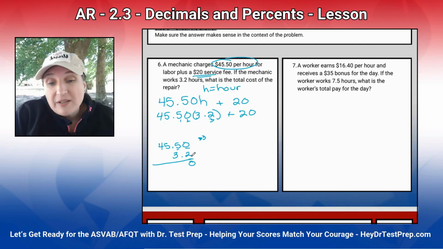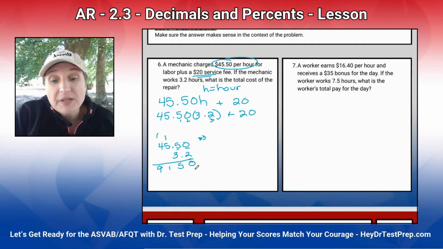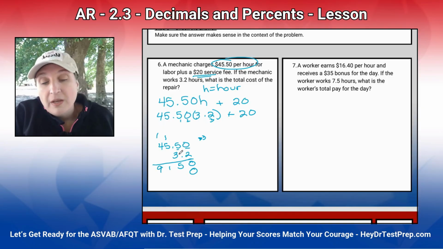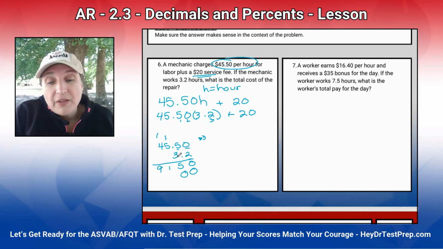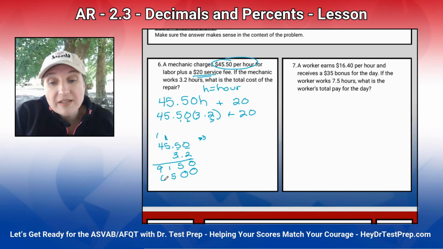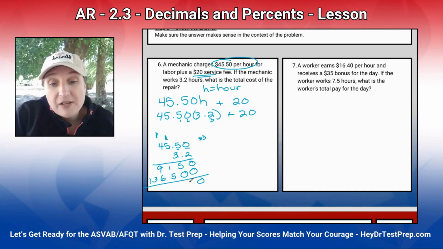So 2 times 0 is 0. 2 times 5 is 10. 2 times 5 is 10 again, carry the 1 is 11. 2 times 4 is 8, carry the 1 is 9. Now, because we're going to be multiplying by the 3, which is in the tens place, we have to put a 0 in the ones place so that it's like we're really multiplying by 30. So I've got 3 times 0 is 0. 3 times 5 is 15, carry the 1. 3 times 5 is 15, plus this one that we carried gives us 16, carry the 1. 3 times 4 is 12, plus this one gives us 13. So then we add going down.